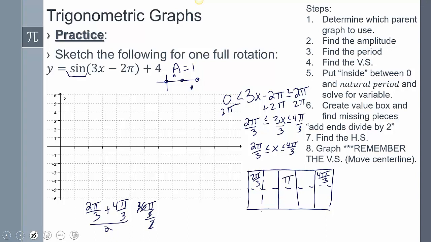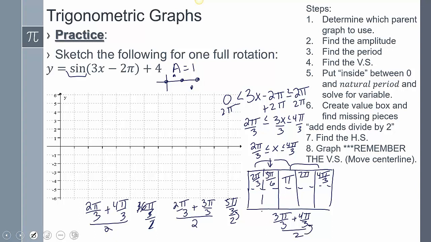So now add these two ends to find the middle value. So 2 pi thirds plus, now since it's pi, I'm going to change it to 3 pi thirds, so I can combine them together, found the common denominator. So you're going to get 5 pi thirds over 2. That's going to give me 5 pi over 6. And then to find these two, I'm going to do the same thing. That gives me 3 pi thirds plus 4 pi thirds, just found the common denominator, all over 2. And so that's going to give me 7 pi over 6.